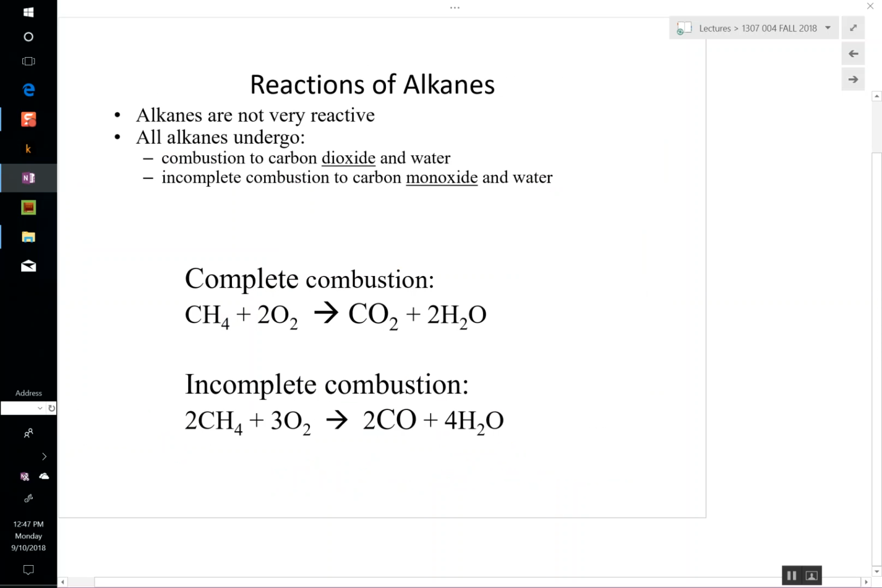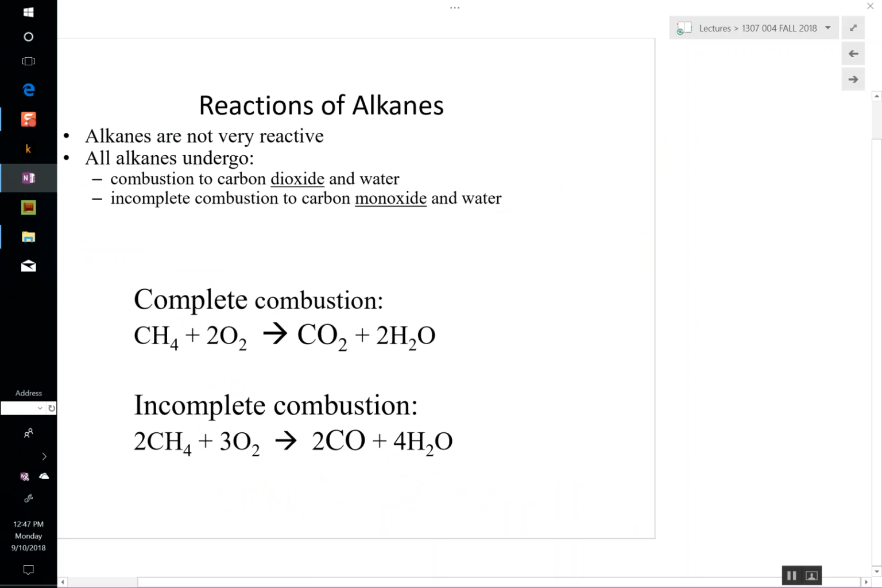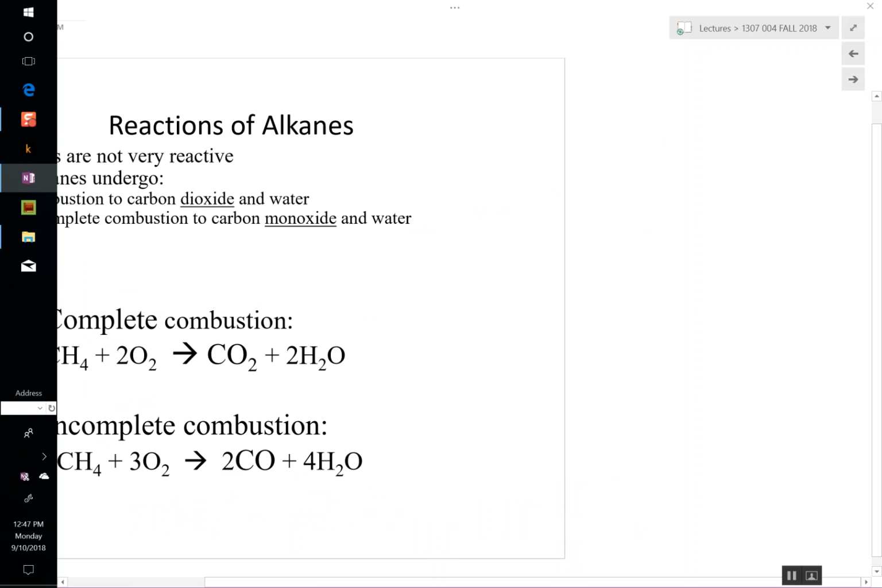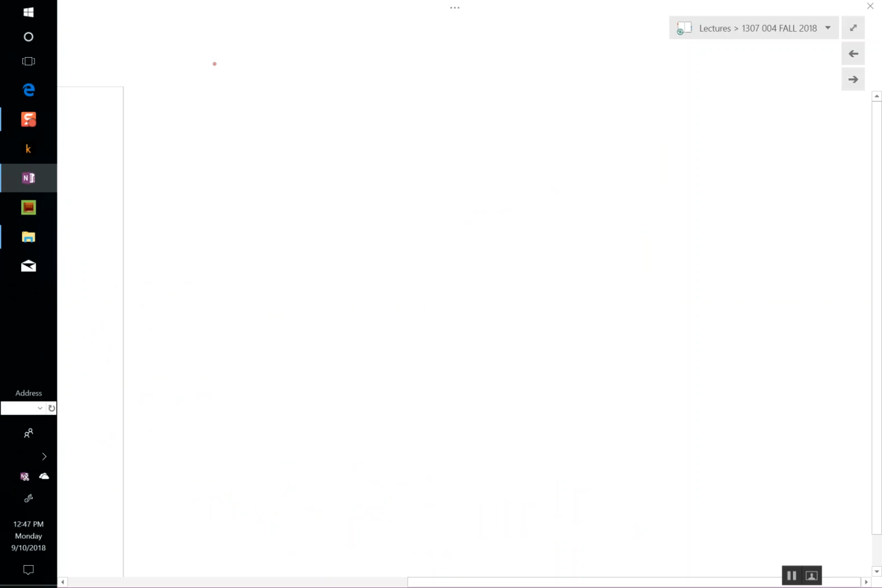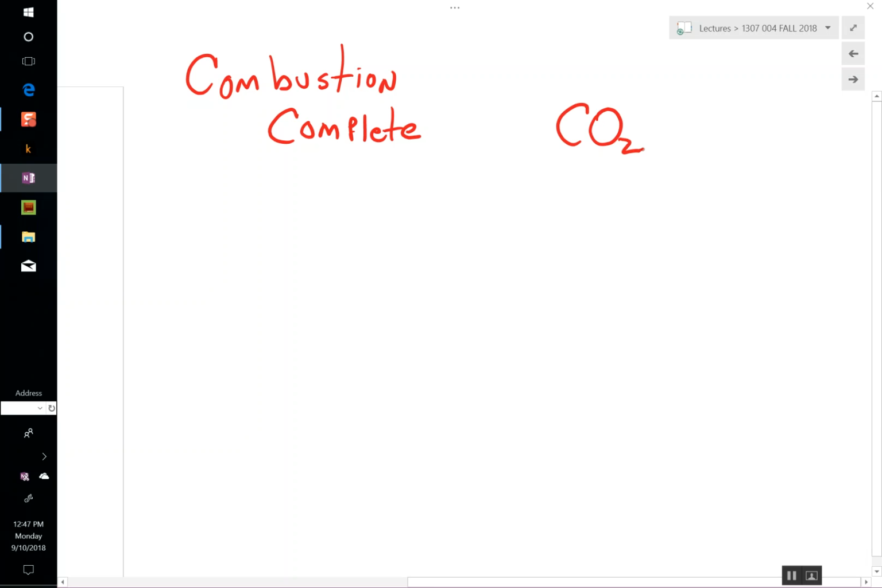Okay, now let's look at reactions. And we're going to look at complete combustion. So under combustion, we're going to look at complete combustion. And what's characteristic about complete combustion is that it produces carbon dioxide. Now let's take this molecule here. This is methane.